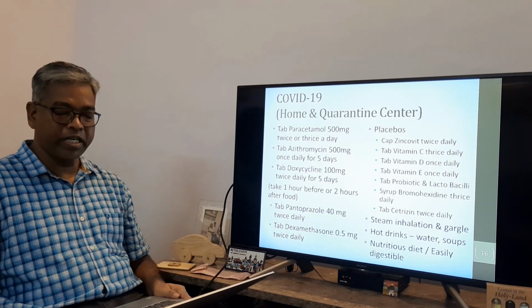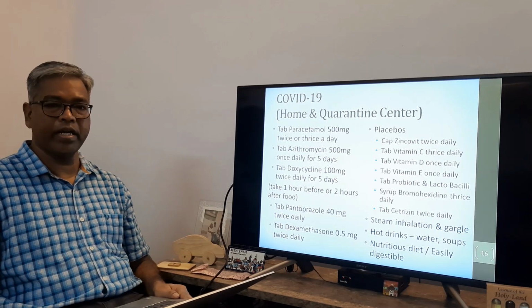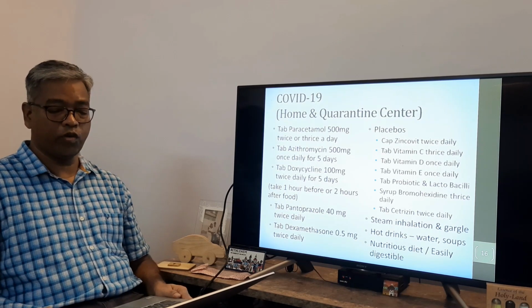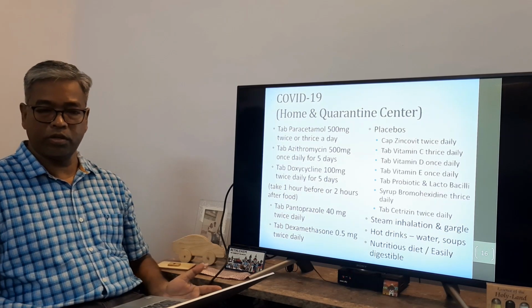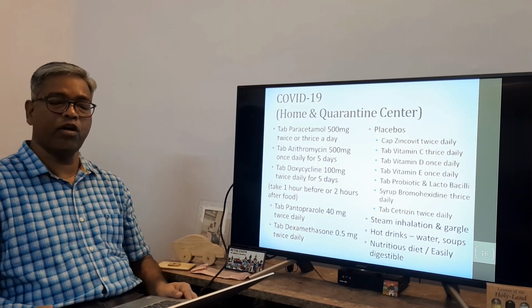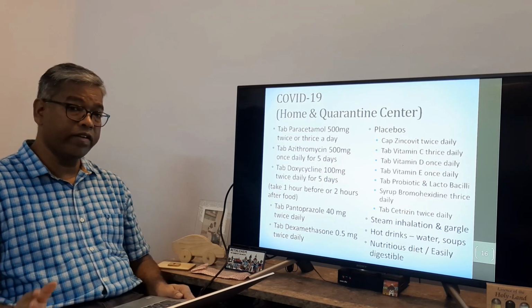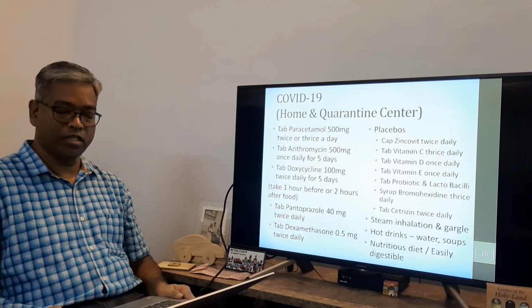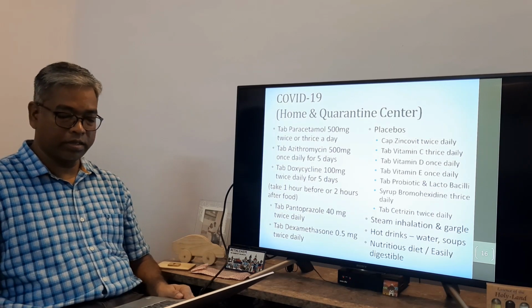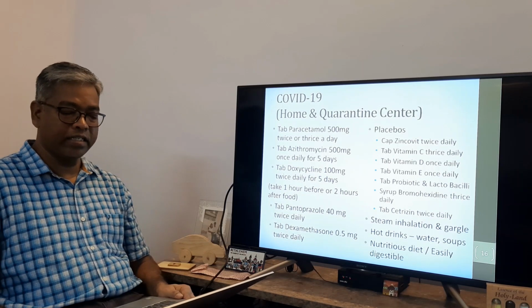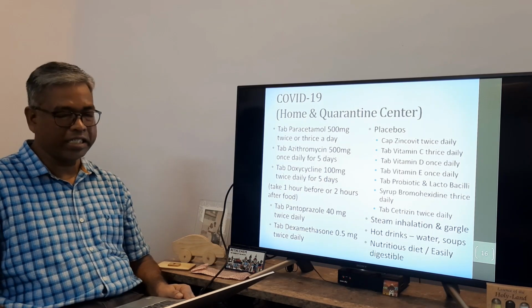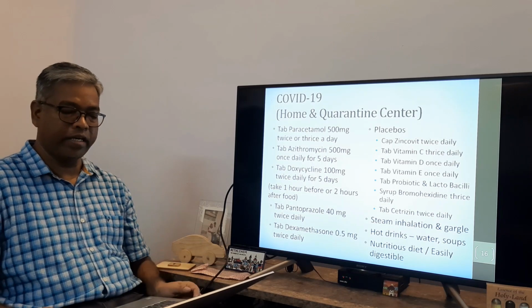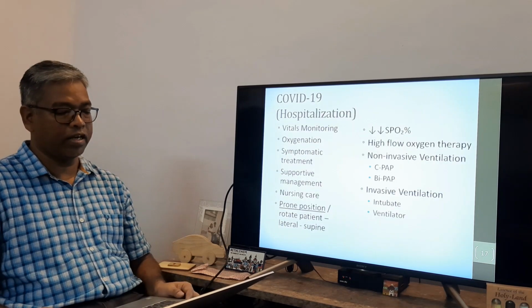So lots of steam inhalation time and again, gargling time and again, 4 to 6 times a day or so. Hot drinks, as I said: water, soup, red tea, green tea, whatever, hot. And I used to drink 5 liters when I was sick from 18th of August till 1st of September. And nutritious, easily digestible diet, you can't eat it. I was struggling actually. I'll come back to sharing my experiences.